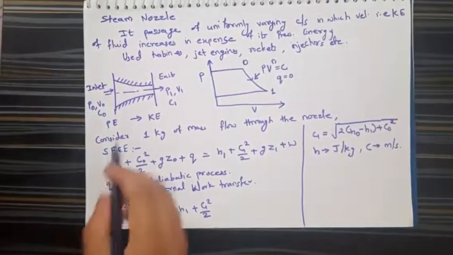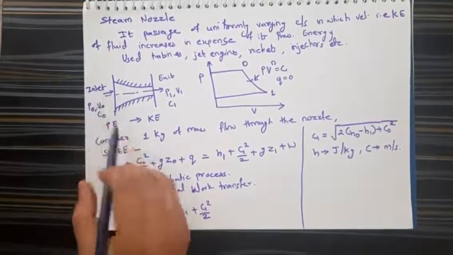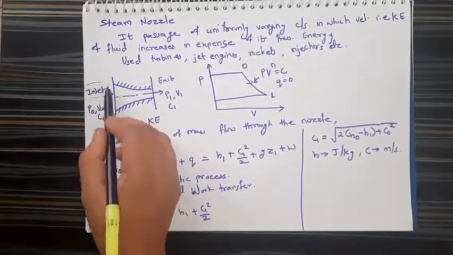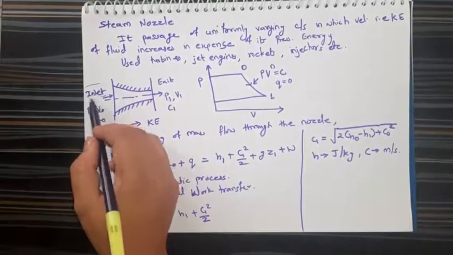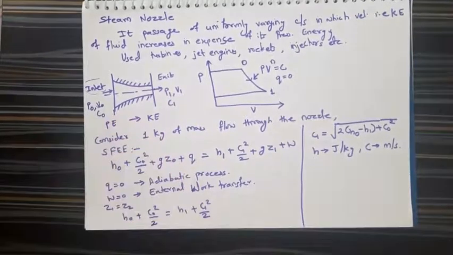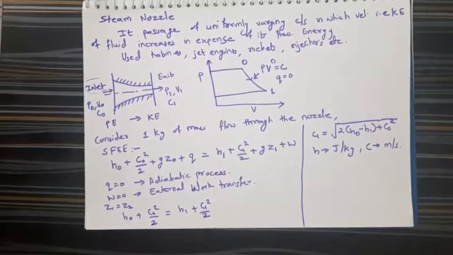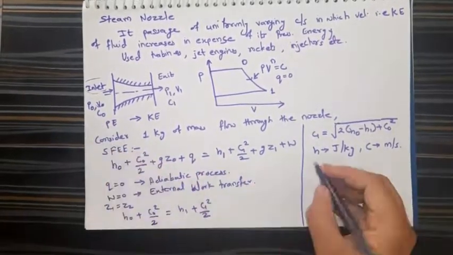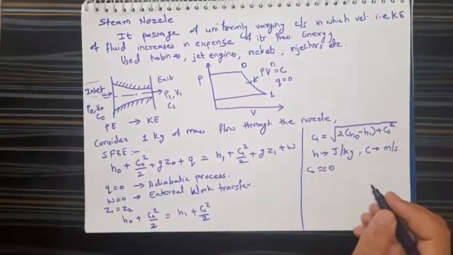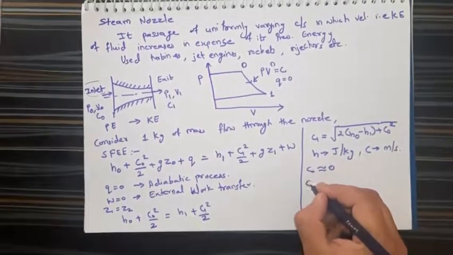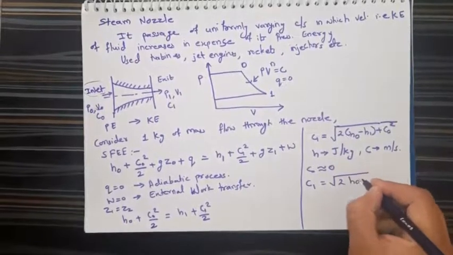Another thing about this nozzle is that these are the steam nozzle, that means this is the inlet, that is the steam is coming from the boiler, and when it is coming from the boiler, pressure of that steam is very high, that means velocity is almost negligible. So we can write C0 is almost equal to 0. So we can simplify this equation with C1 is equal to under root of twice H0 minus H1.